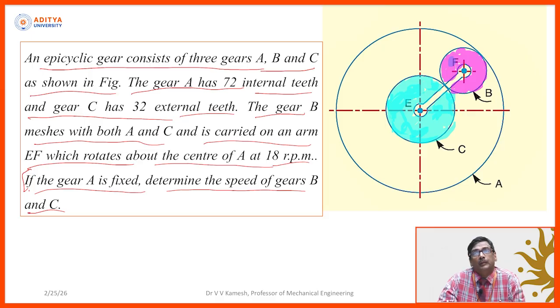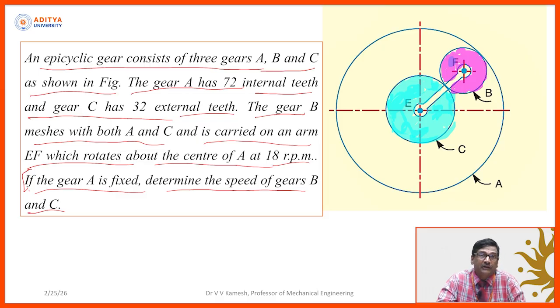In the earlier problem we discussed the epicyclic gear train confined to 2 gears only. So, first gear, second gear connected by an arm. Now, E and F are the centers of gear C and gear B. In our earlier discussion, if the velocity of C is given as some 100 rpm, we are able to find the velocity of gear B.